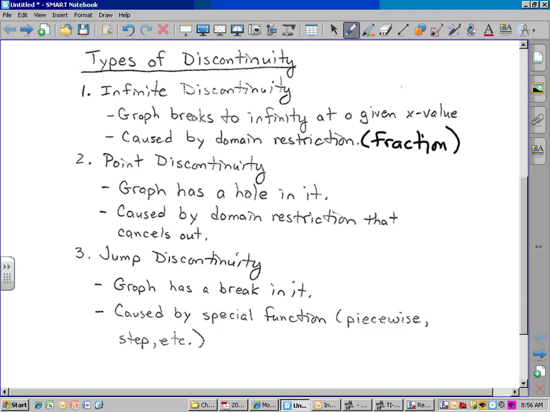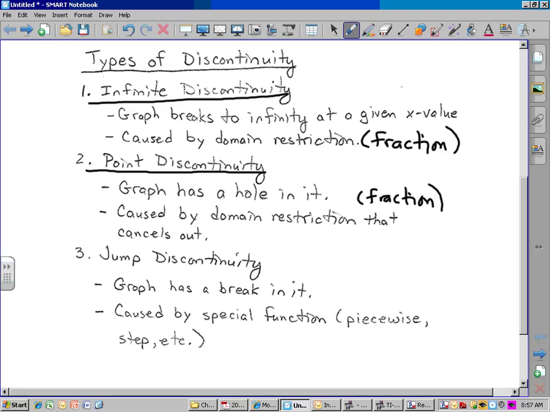Now, if you have the same situation where you have a domain restriction caused by a fraction and it cancels out, that would cause the next type, a point discontinuity. So we have infinite, now we have point. A point discontinuity literally means a point is missing. There's a hole in the graph. This is caused again by a domain restriction, a fraction, but the restriction cancels out. And we're going to see that in an example.